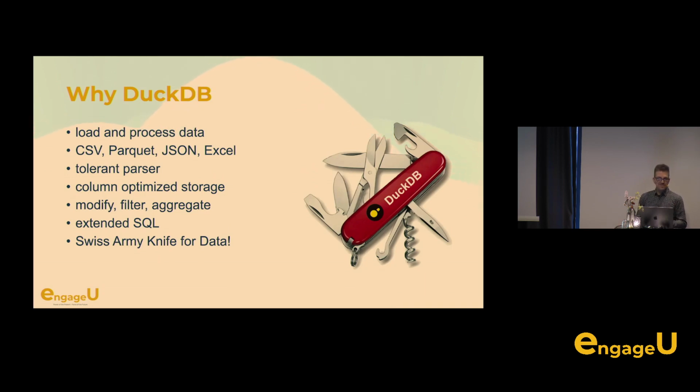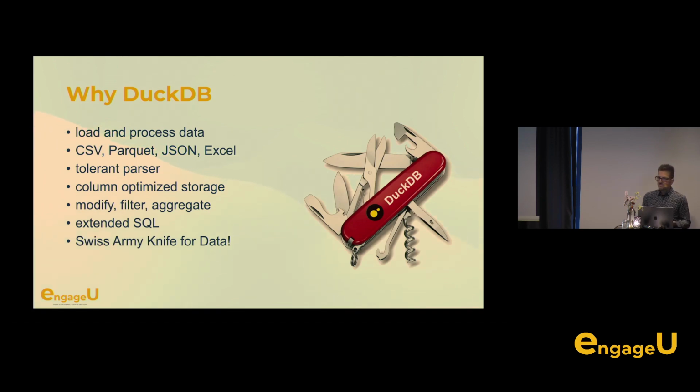and they do a good job. They have column-optimized storage. That's something special because they take this analytics approach, and columnar storage is important because it's really fast and it makes some interesting things possible. You can use it to modify, filter, aggregate. They have an extended SQL set. It's standard SQL, but extended with some specialties you would not find in any other engine, and so you can look at it as a Swiss Army knife for data.